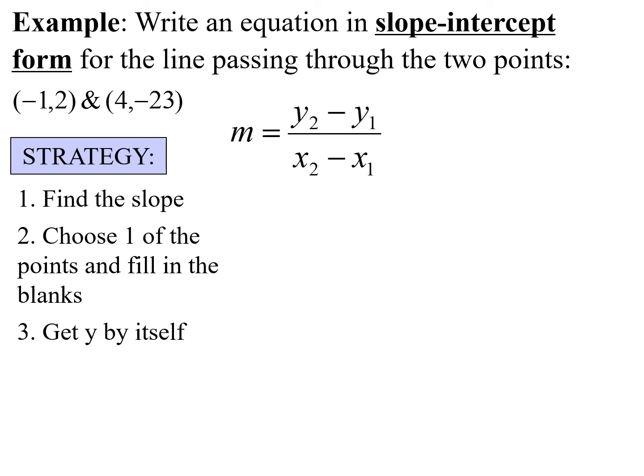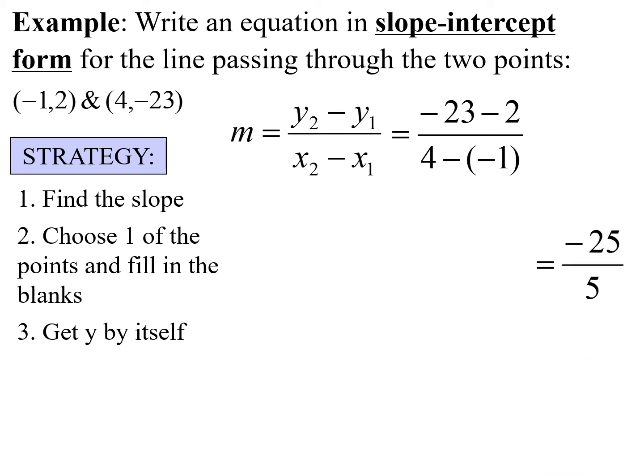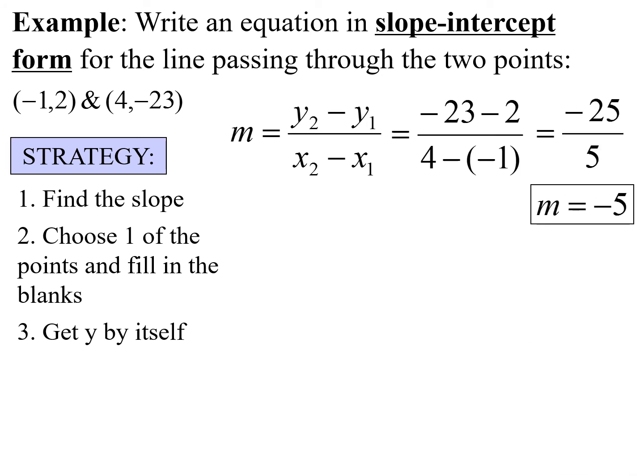So our slope is the change in y over the change in x. If we think about rise over run, y is our vertical values, x is our horizontal values. So to go up or down, we're dealing with y. To go to the right or to the left, we're dealing with x. So I'm going to take y2 minus y1, which is negative 23, minus 2. Then I'm going to take x2 minus x1, which is 4 minus negative 1. Once I simplify my numerator and denominator, I get negative 25/5, which gets me a slope of negative 5.